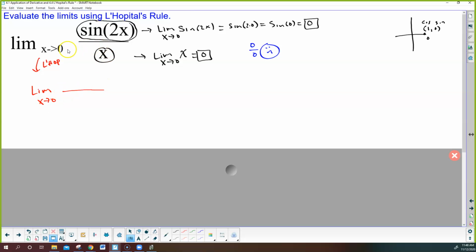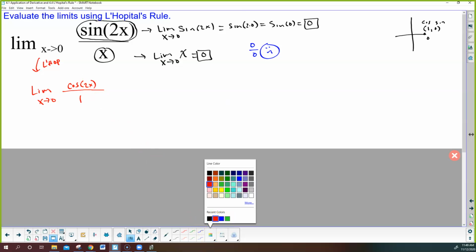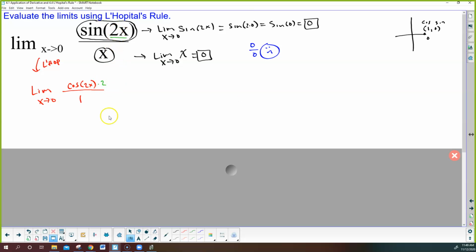And hopefully you're going to see why we only do this once. The derivative of the bottom is 1. The derivative of the top is a chain rule. I've got the derivative of sine, which is cosine. Keep the inside. But then the chain rule is the derivative of the innermost part, which is 2.